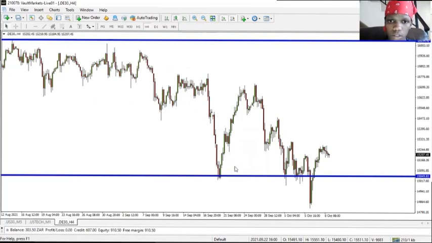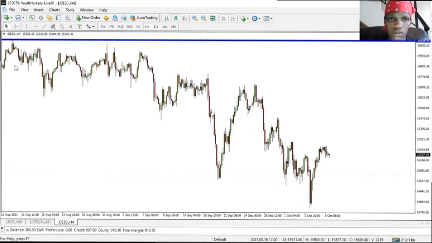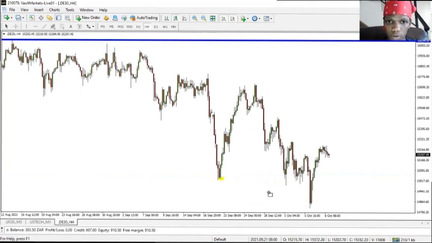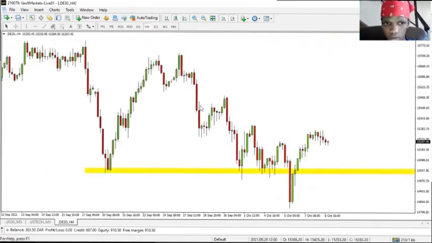But as you can see, okay, let me remove this resistance, since you saw what the market is doing. So what you can do right here is put your support line. So this is your support rectangle.